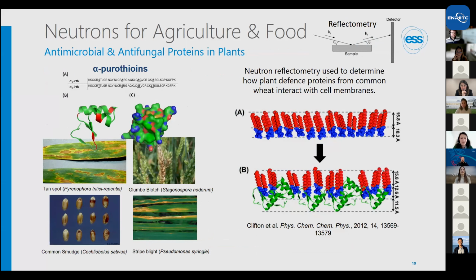Another area where we can make use of neutrons is in agriculture and food science. This study here focuses on how antimicrobial and antifungal proteins in plants actually go about disrupting the cell membrane of microbes and fungi. And this is a major problem for some plants that do not have that kind of protection. But if one can now understand how the process works, then this potentially allows for genetic modifications or crossbreeding to improve these plants.